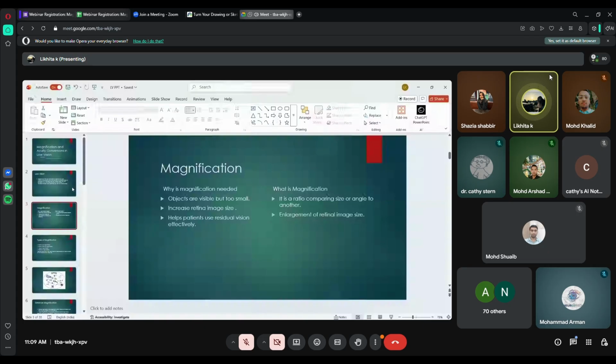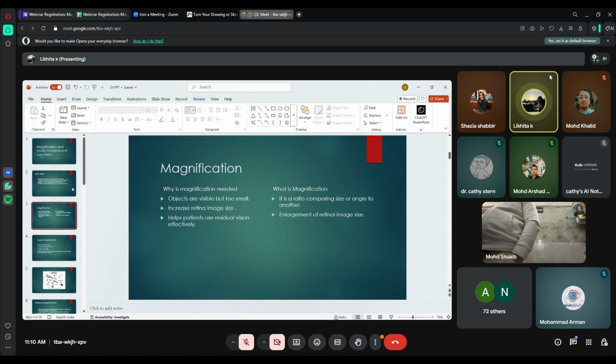So coming to magnification, what is magnification? In low vision, magnification is expressed as a ratio comparing the size or angle of an object to another. The aim of magnification is to enlarge the retinal image size by increasing the object size and reducing the viewing distance, using optical devices, magnifiers, etc. There are different types of magnification. All the methods ultimately give the same aim, increasing the retinal image size.